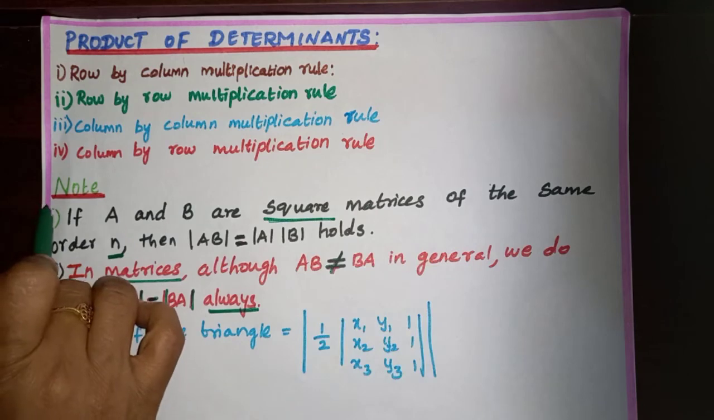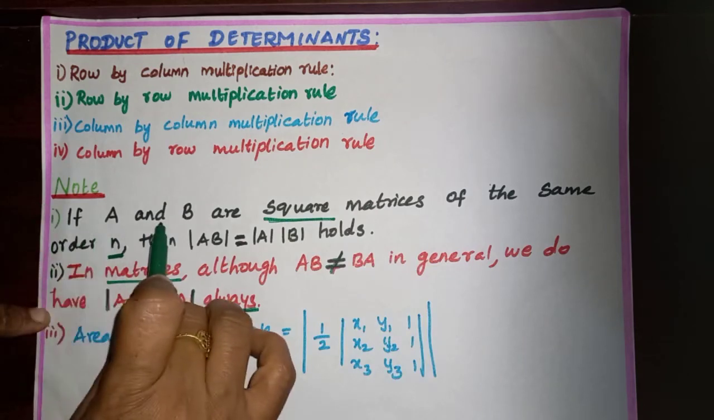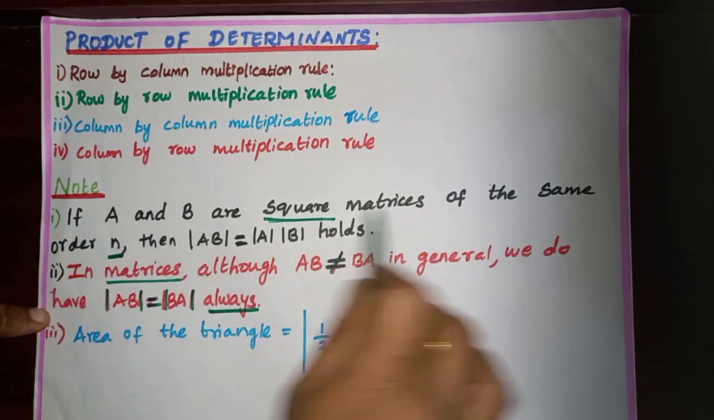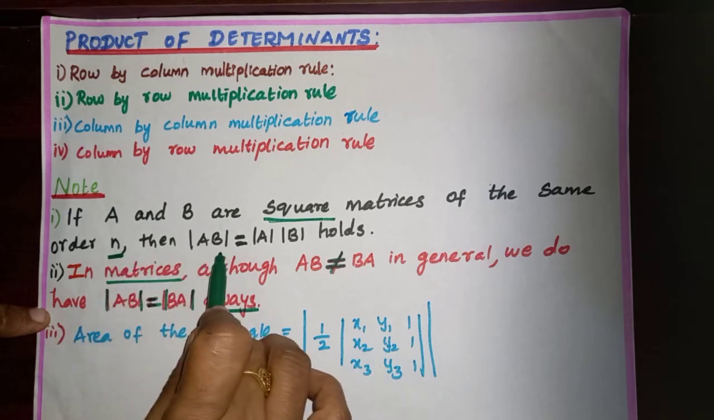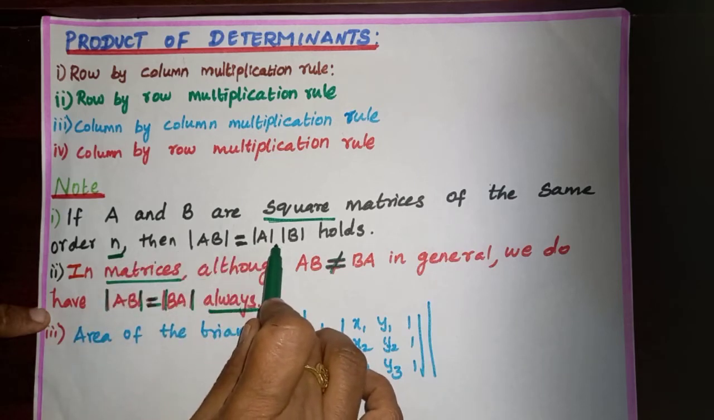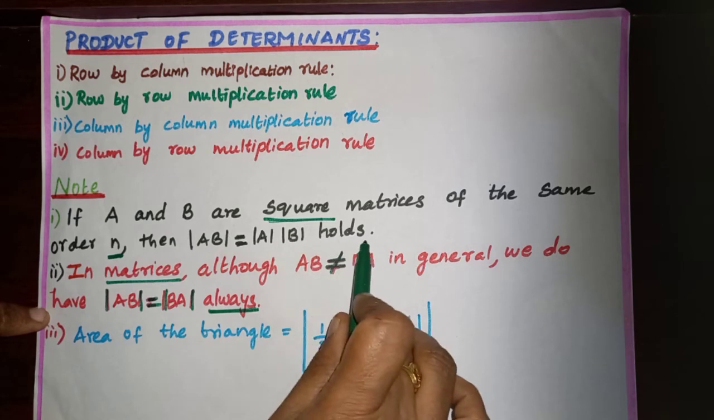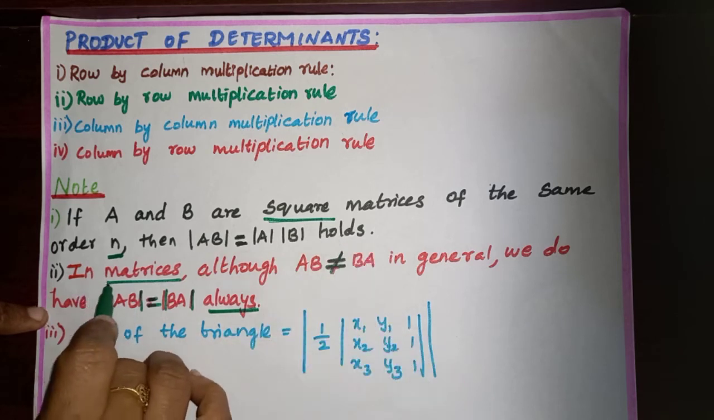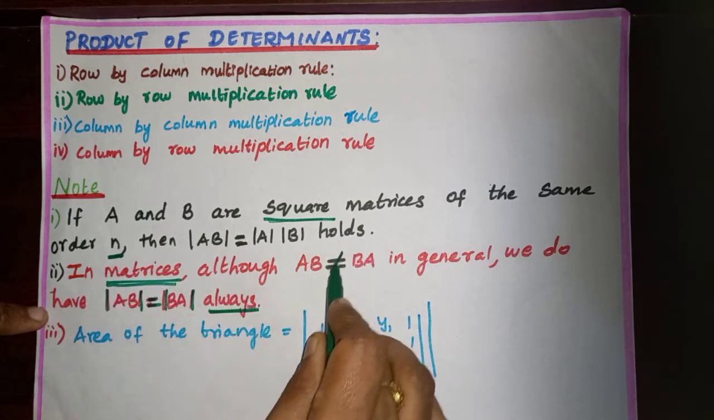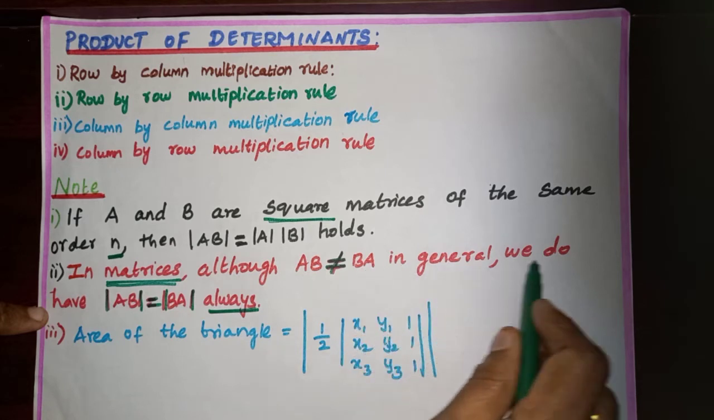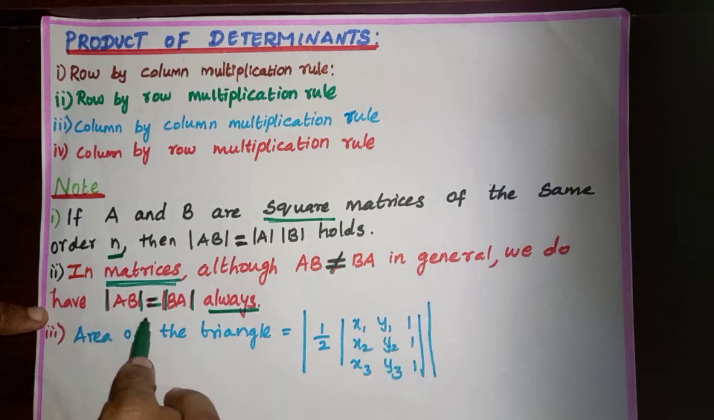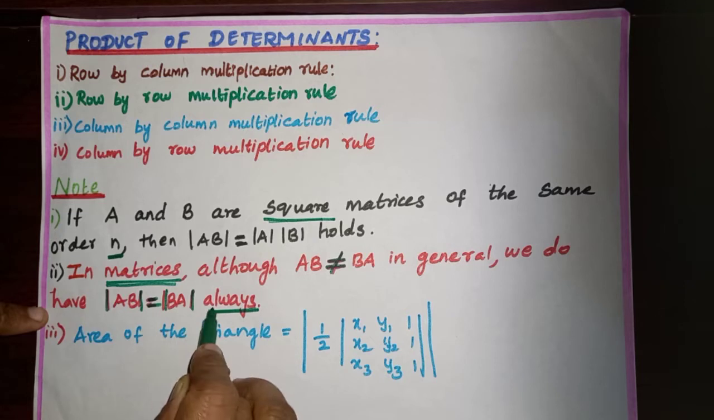Now we are going to see some important notes. If A and B are square matrices of the same order n, then determinant of AB equals determinant of A times determinant of B. Next, in matrices, although AB is not equal to BA in general, we do have determinant of AB equal to determinant of BA always.